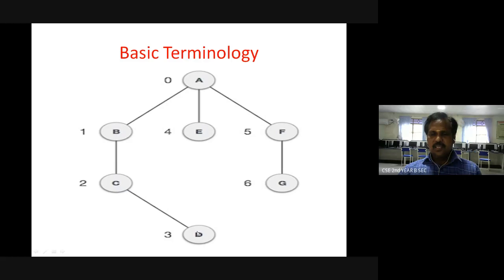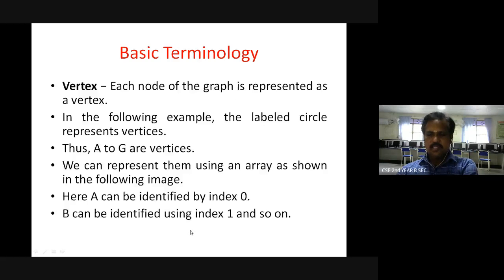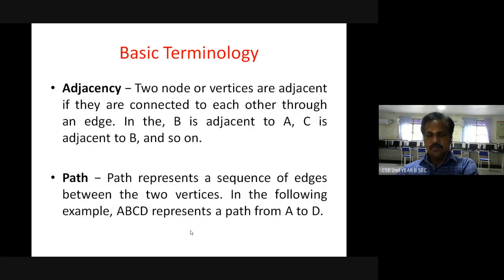We can traverse from the source node A to D using the path A to B, B to C, and C to D. This is the only possibility to traverse from A to D. A, B, C, D represents a path from A to D. The path represents there is a possibility to visit from the source vertex to the destination vertex. That is called a path.